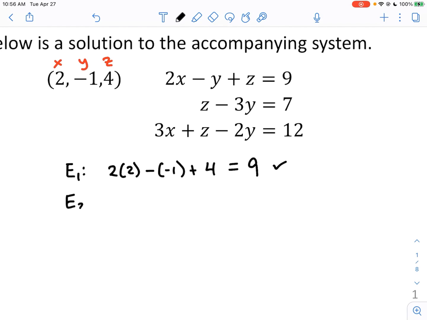Let's try equation 2. Oh, notice there is no x to plug in. 4 is z minus 3 times y, and y is negative 1. So we get 4 plus 3. That does give us 7. Second equation is satisfied. Let's see if the third one is.